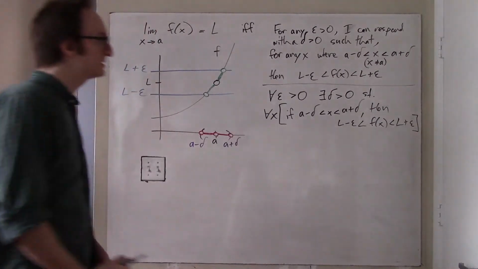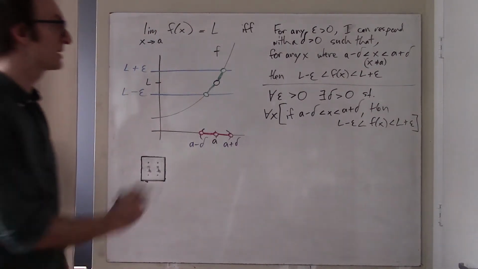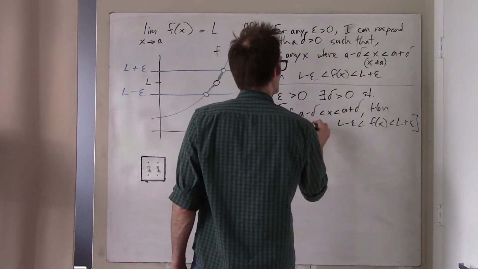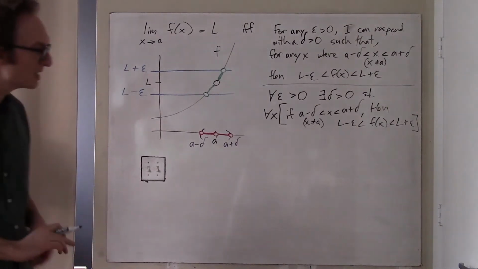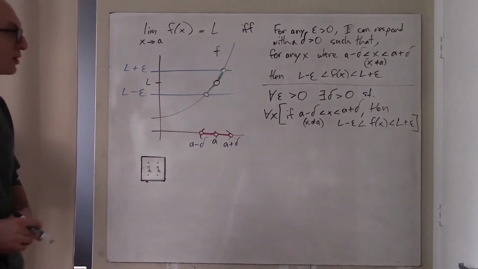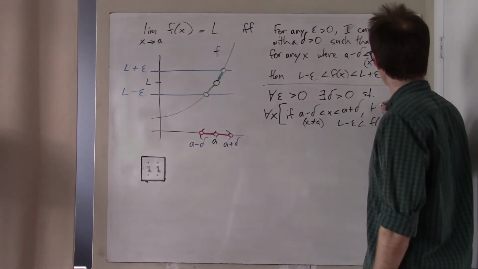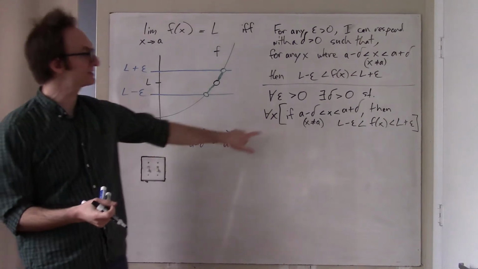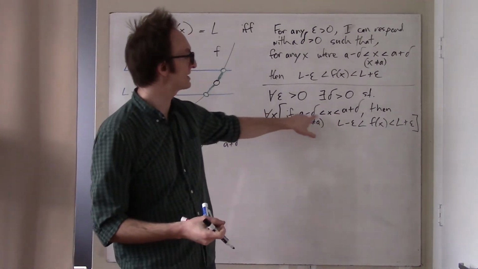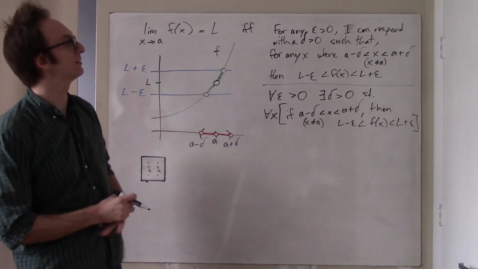Okay, and this is 95% good, but you need to add in that x is not A, because I don't want to speak about what happens if x is A. So this is maybe the best way of writing this. For any x in between A minus delta and A plus delta, if x is between A minus delta and A plus delta, then the output of the function is between L minus epsilon and L plus epsilon.